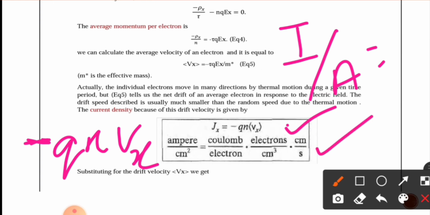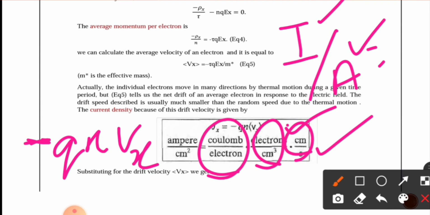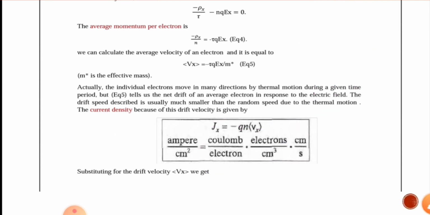Here we are speaking about the unit. Current density is ampere per centimeter square, because current is ampere and area is centimeter square. So ampere per centimeter square is coulomb per electron, electron per centimeter cube, into centimeter per second: the charge, the number of electrons, and the velocity units. So this is the equation for current density: Jx is equal to minus nq Vx.